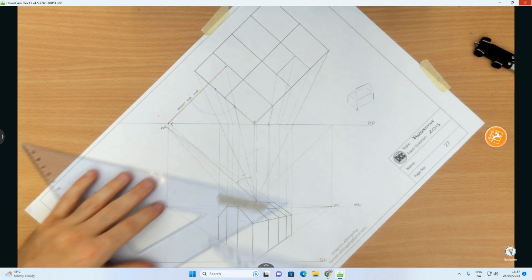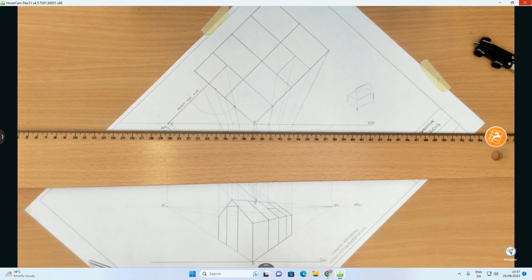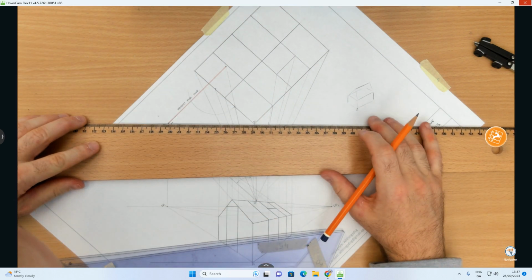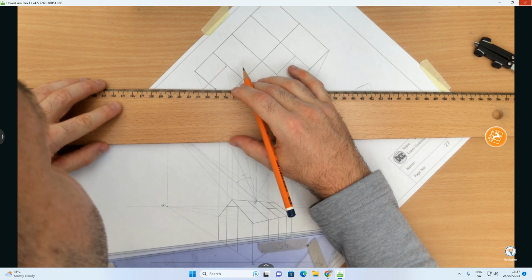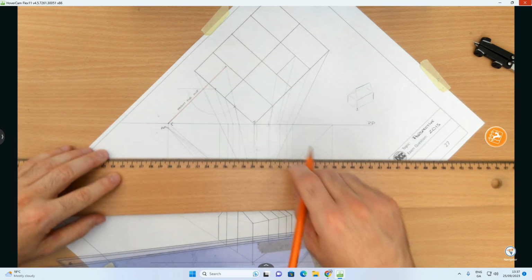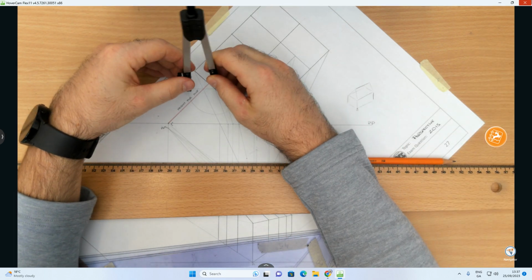So, with sliding set squares here. Actually, I don't even need sliding set squares because my page was rotated. But if you obviously didn't rotate your page, you would have to do sliding set squares. So, from here, I'm now going to do a line going across like that. Just realize I need to extend my arc a little bit further.